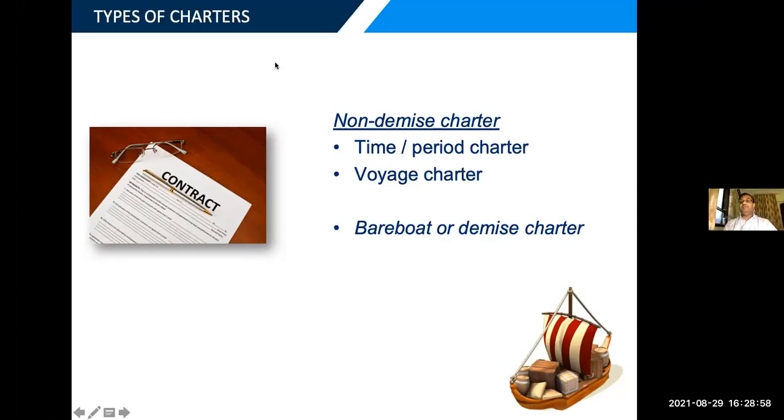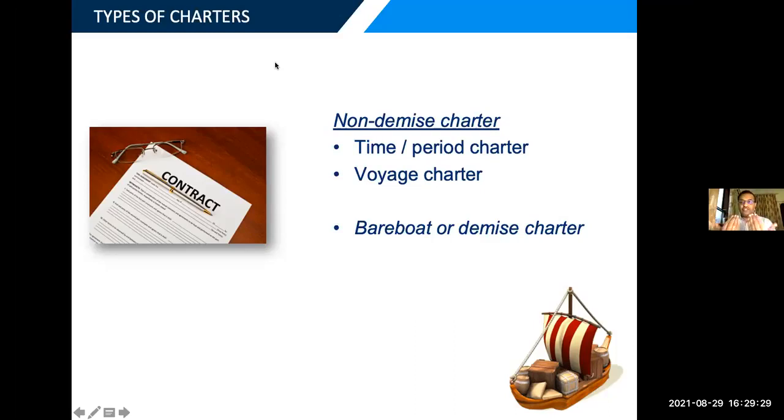Now comes the bareboat charter. Now you understand this bareboat charter. As one textbook rightly says, barely the boat is given to the charterer. It means that you are only giving the ship, only the asset, only the boat to the charterer, not the crew.